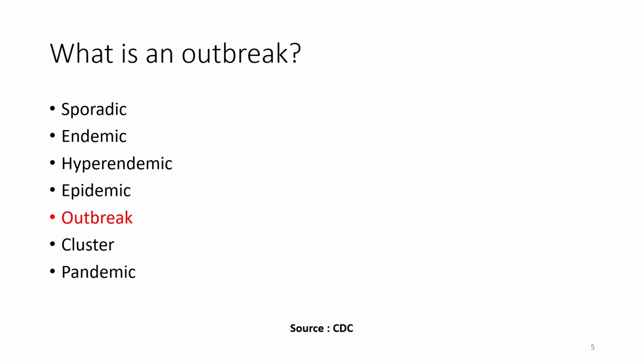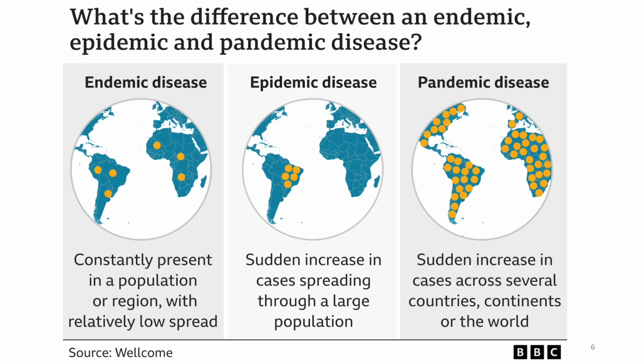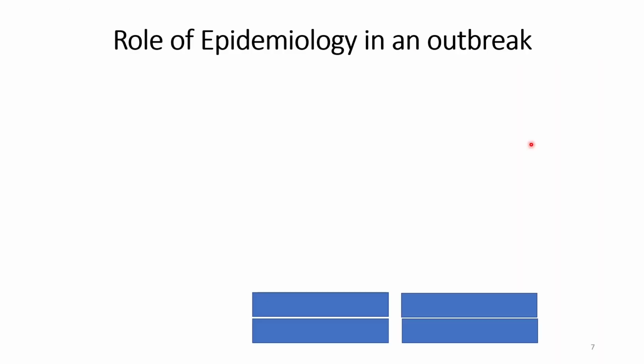So, we have seen all the differences. And what is an outbreak? Outbreak is a sudden increase in the number of cases above what is normally expected, usually in a limited geographical area. Okay. So, here it's the same thing which I am trying to depict. You can see in endemic, it is like constant prevalence of a disease in a particular region. Epidemic is sudden increase above what is normally expected, and in pandemic it is spread across a wide region, across different countries or continents.